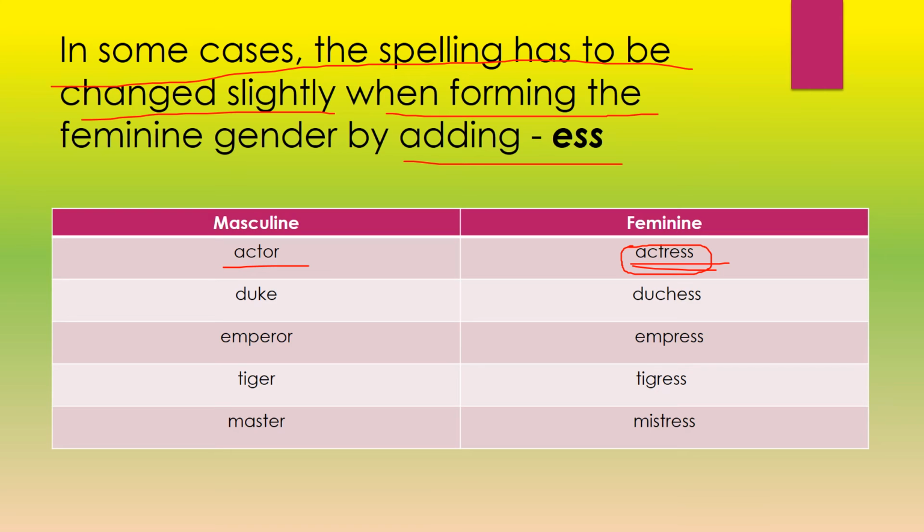Okay. Now the next word is duke in the masculine gender. So what is the feminine gender of duke? Duchess, D-U-C-H-E-S-S. Again you are adding ess, and there is a change in the spelling of the word. Now next, emperor is the masculine gender. So what is the feminine gender? Empress. Again there is a slight change in the spelling, and you are adding ess along with it.